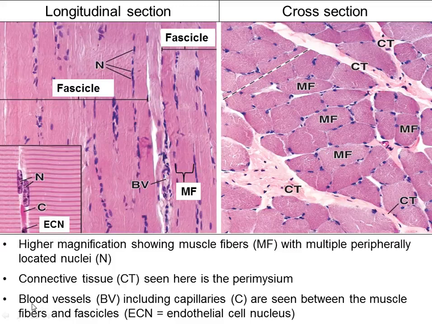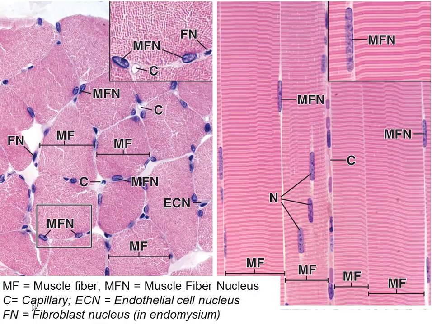You can also see the vasculature in the perimysium between fascicles, and the details of that vasculature, such as endothelial cell nuclei, are even distinguishable. At very high magnification, you may even see a little bit of that endomysium. You can certainly see some fibroblast nuclei present, as well as the evidence of the vasculature, such as capillaries.